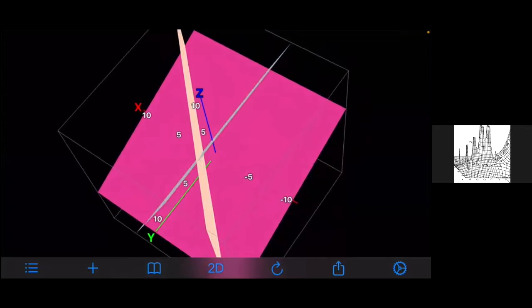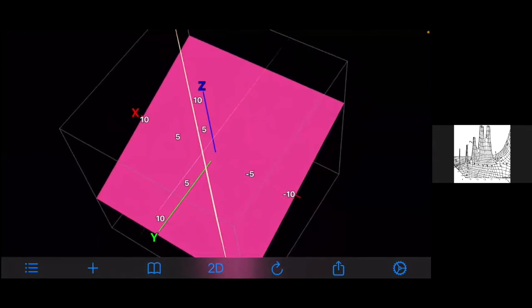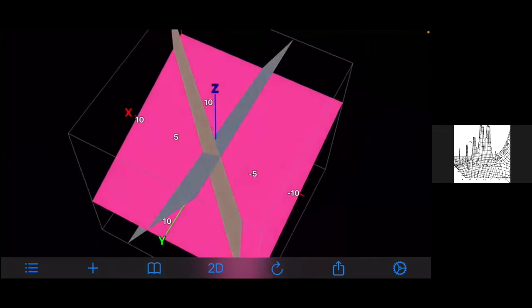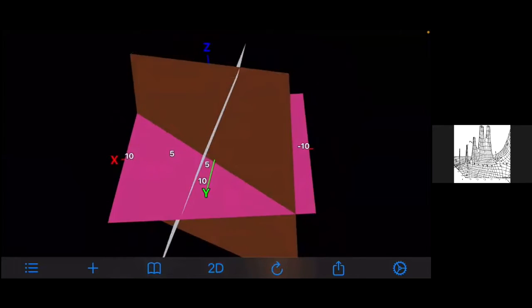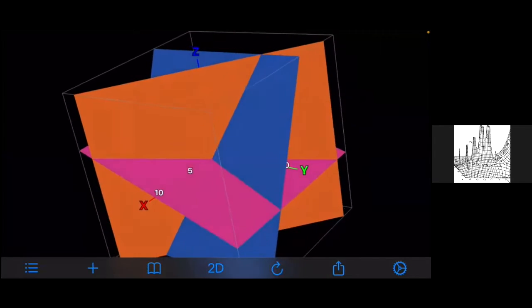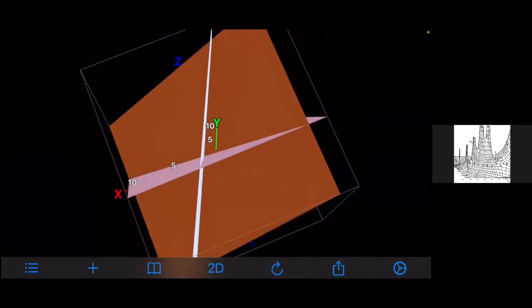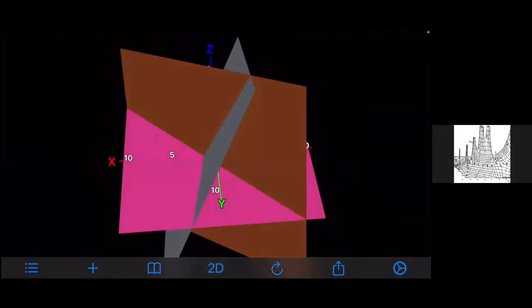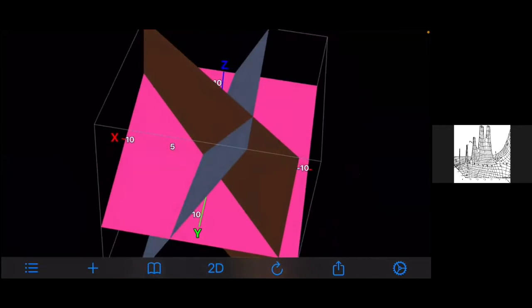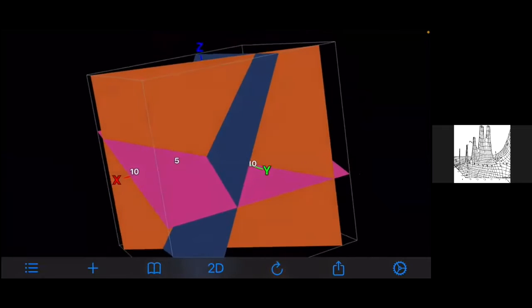And there's another way of thinking about it. You could say that the line made by the blue and the pink intersects the orange plane right there. But you can see there's only one point where those 3 planes intersect.